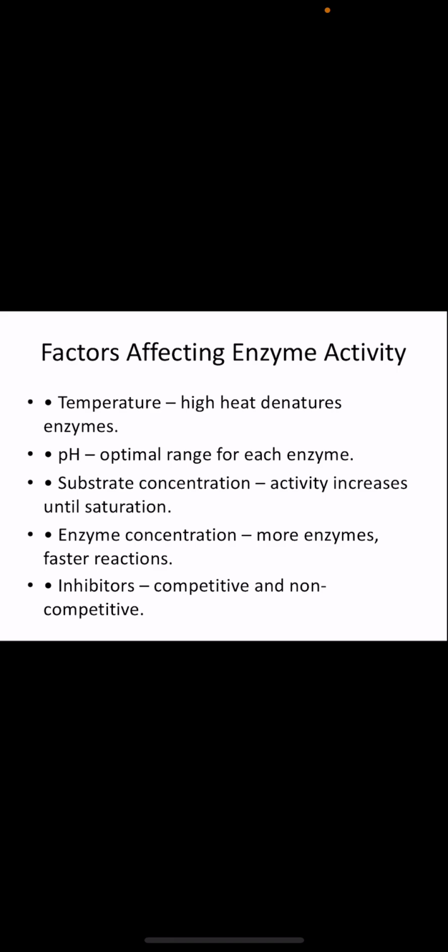Factors affecting enzyme activity. What are the factors that affect the activity of an enzyme? There's temperature: high heat denatures the enzyme. Then pH: there is an optimal range for each enzyme. Each type of enzyme has its optimum pH, and every enzyme works best at its optimum pH. Without the proper optimum pH, the enzyme won't be able to work properly. So each type of enzyme has its own optimal pH range at which it works best.